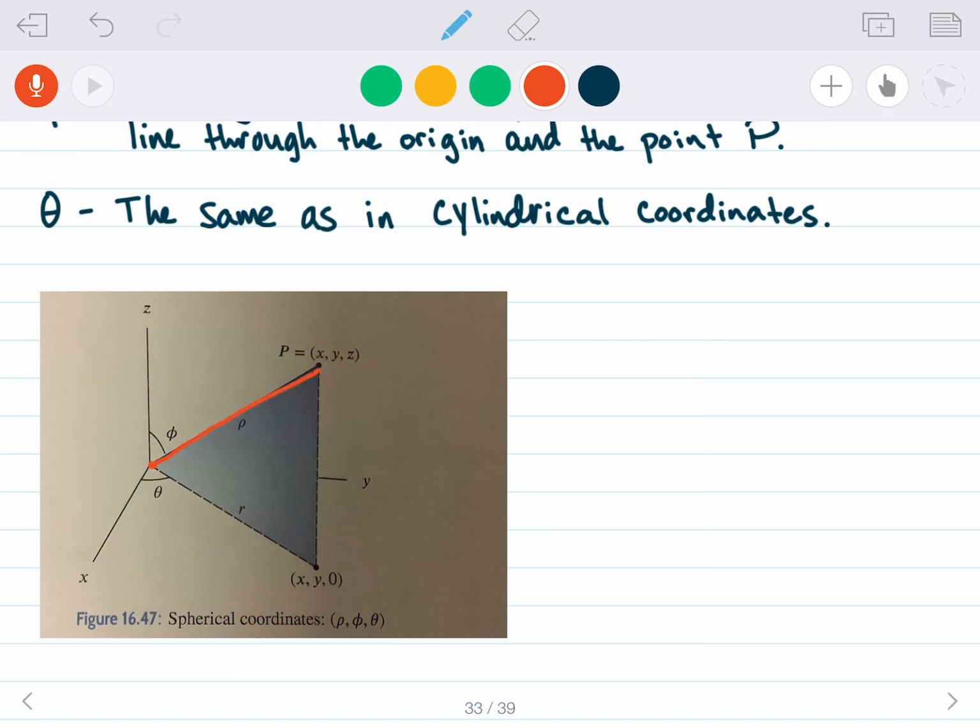Rho is the distance from the origin to P. Theta is just the same as in polar coordinates. It's the angle made with the x-axis and the radius. And phi is an angle made with the positive z-axis and that rho going out to your point xyz. All right, so that's how we can describe a point in spherical coordinates.